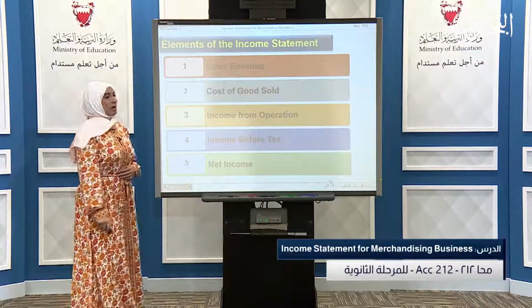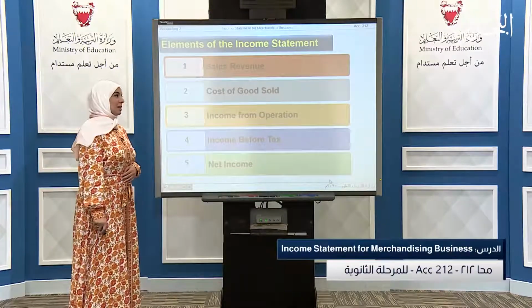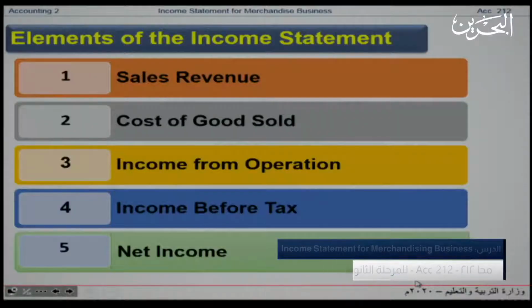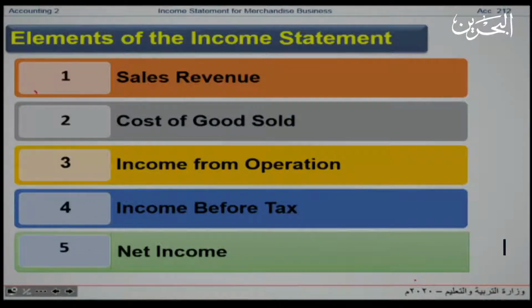Let us take a look about the elements of income statement. It consists of 5 elements. The first one is the sales revenue. The second will be the cost of goods sold. The third will be the income from operation, and the fourth, income before tax, and finally we'll end it with the net income.